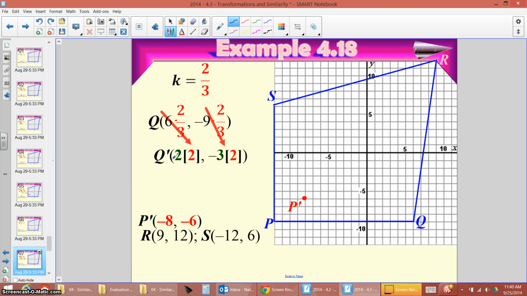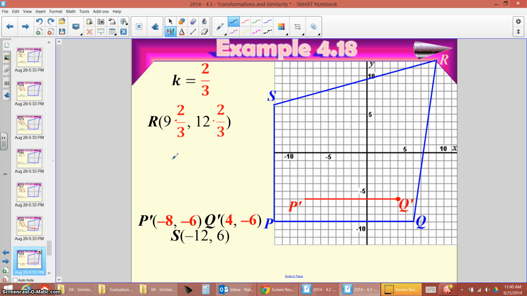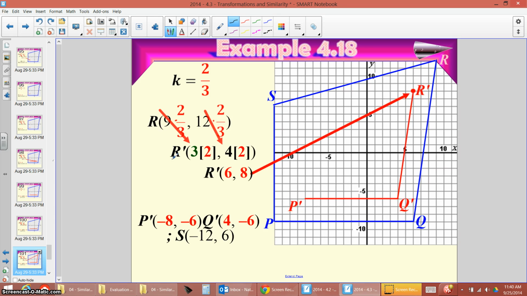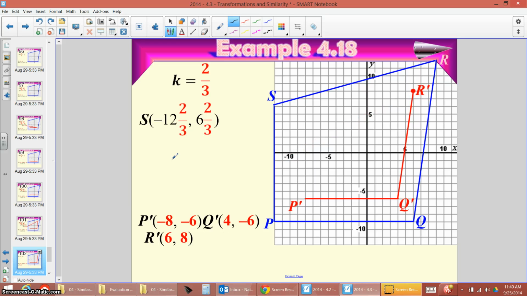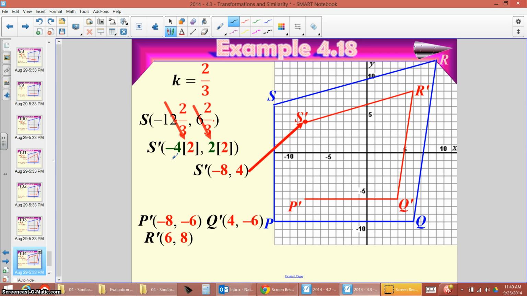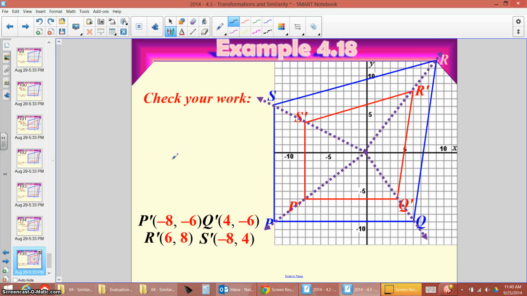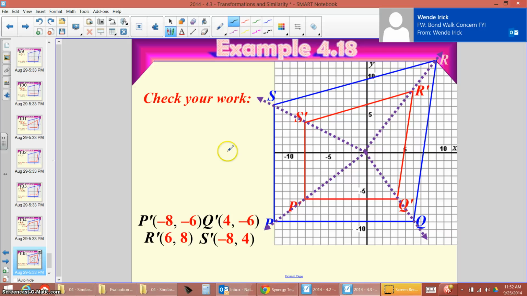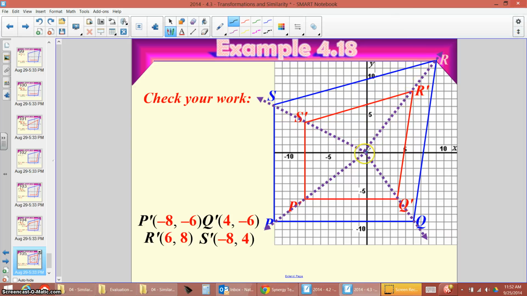Now I do this for each one. I multiply by 2/3, multiply by 2/3 to find Q prime. I multiply by 2/3 to end up with 6, 8. I multiply each by 2/3 to find -8 and 4. I complete it. I find that's my center of dilation. So if I connect S and S prime, it meets the origin. R and R prime, they all intersect the origin, which makes that my center of dilation. So I can see that I've reduced the big polygon to the small polygon by a scale factor of 2/3.